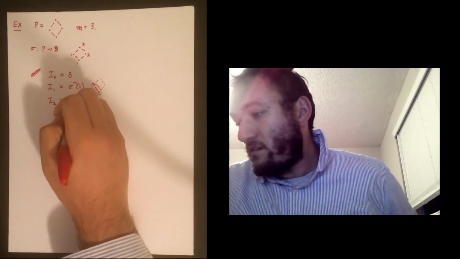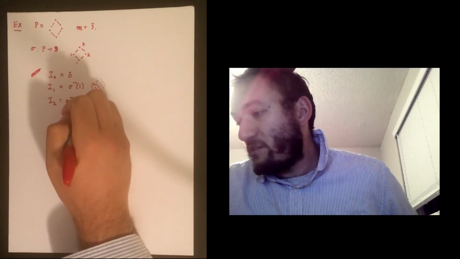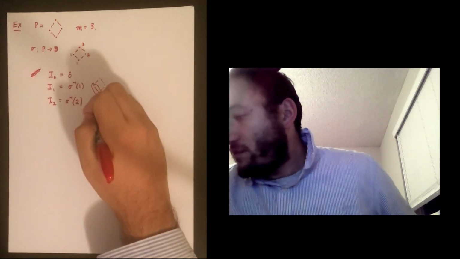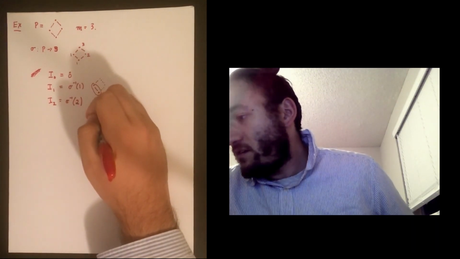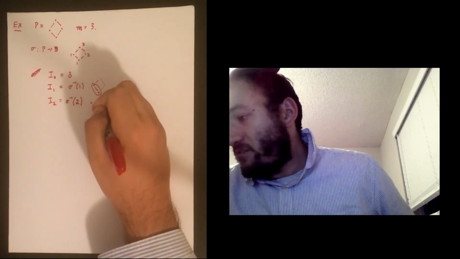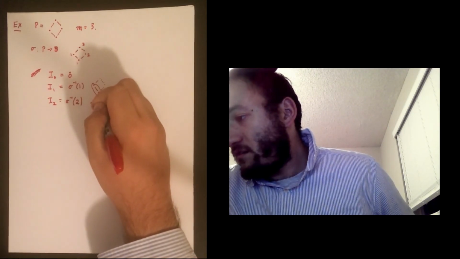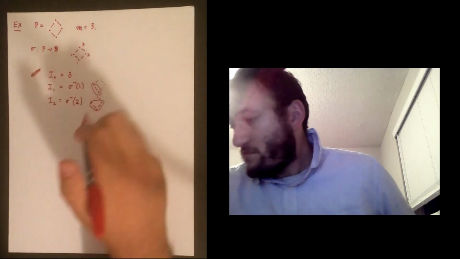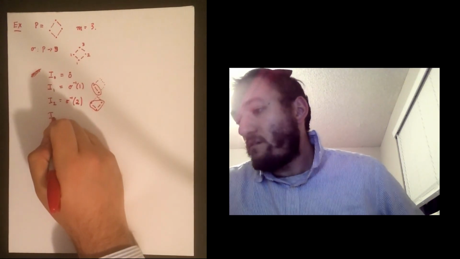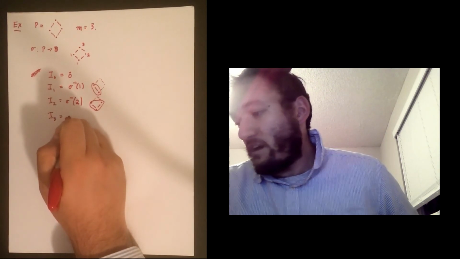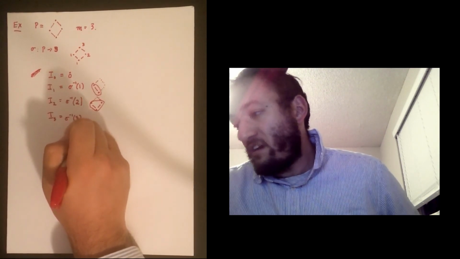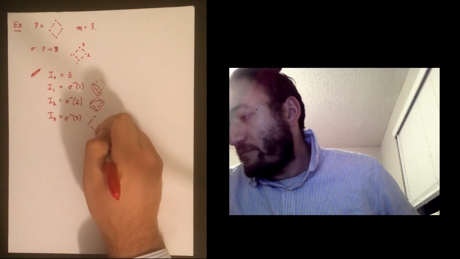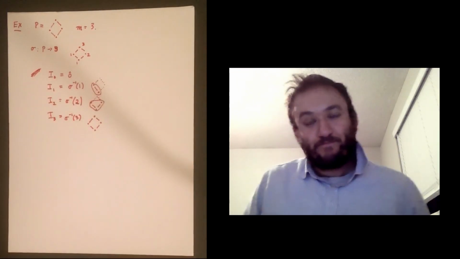And then I2 will be the preimage of the chain from 1 to 2, which will just be the preimage of 1 and the preimage of 2 together. So it's this. And then I3 will be the preimage of the chain up to 3, which is just the whole poset. Okay.